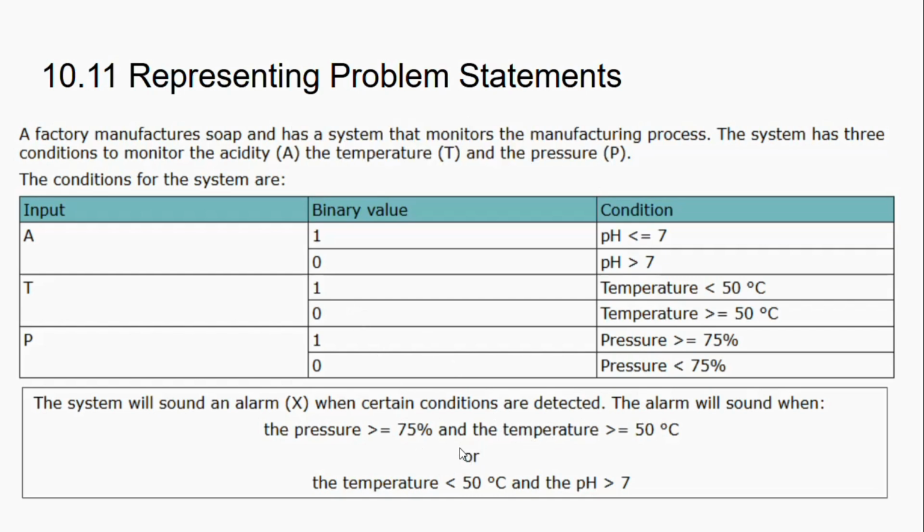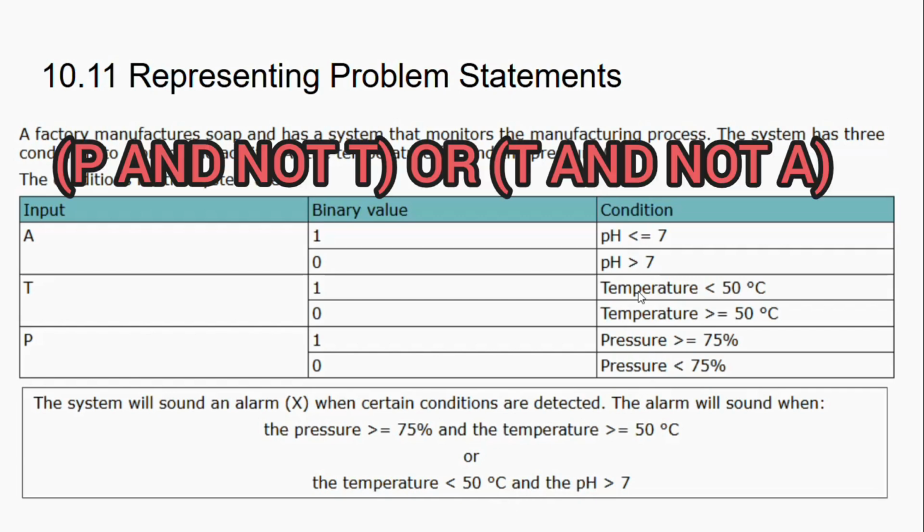And after that, OR is there, so just write the OR operator. After that, the temperature is less than 50 degrees, that means the T value is 1, so just write T. And is there, so write the AND operator. After that, pH is greater than 7, the A value is 0, then you have to not it, not A. Then what will be the final expression? This will be the final expression, okay.